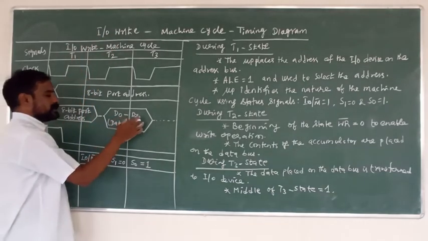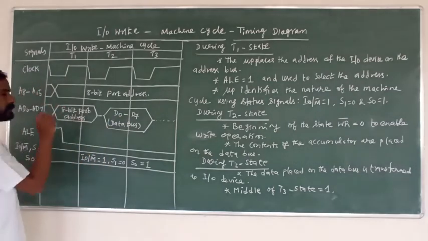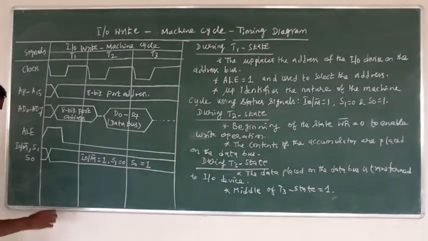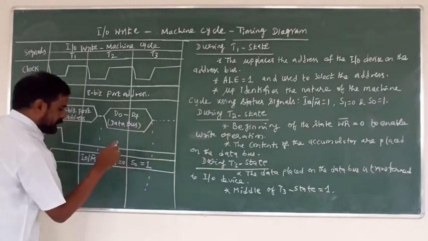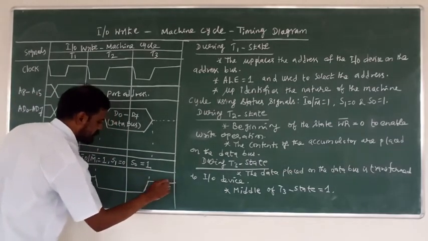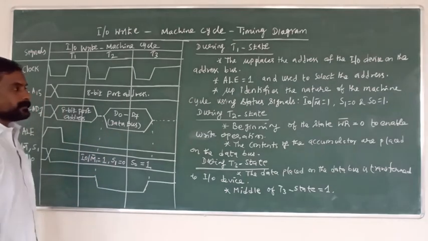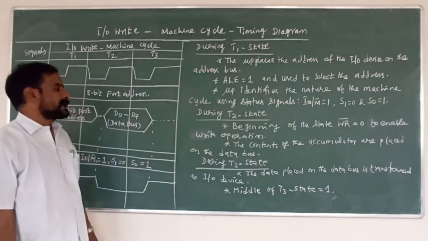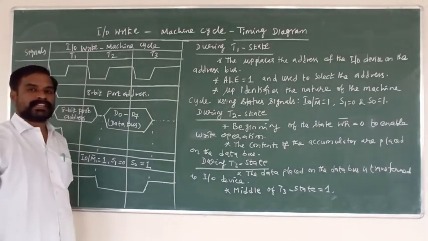Now D0 to D7, the data to be written into the given 8-bit port address. For that we have to use the write signal. During the middle of T2 and T3 it goes to the low state, after that it goes to the high state. Here only the data will be written. Okay, this is the diagram for the input output write machine cycle.